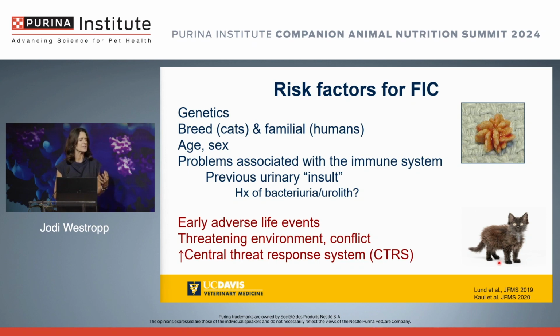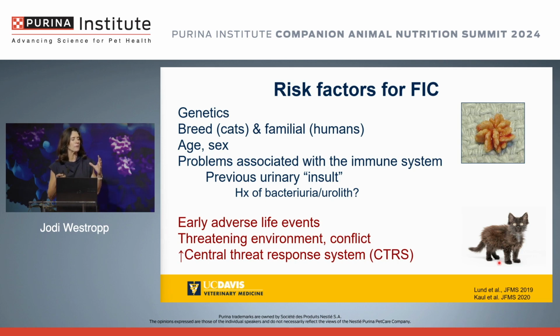Possible other risk factors, I think about problems maybe associated with the immune system, or did the bladder have a previous insult? This is a little different than humans because I have seen some cats present, say, with a stone in their past and then develop FIC. And I always wonder, did that cause maybe some urothelial damage? Did it prime the bladder to be more sensitive?